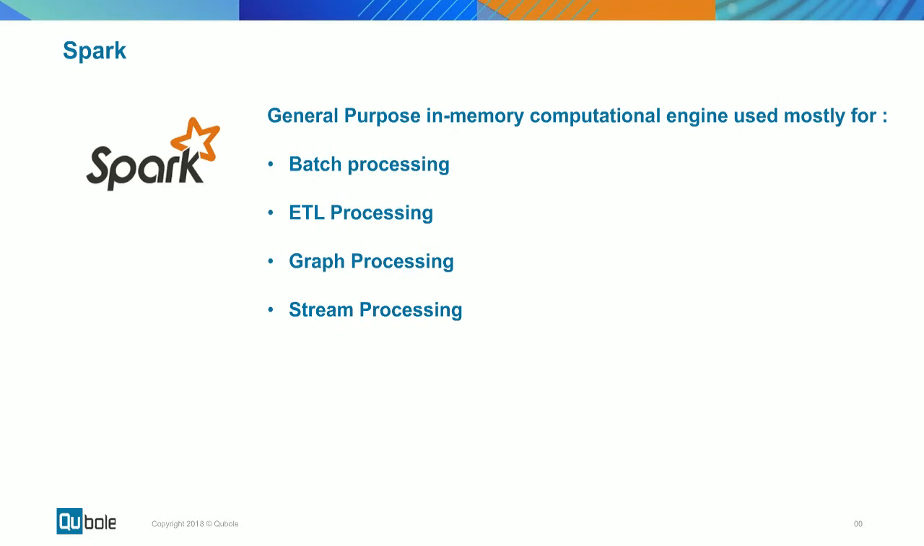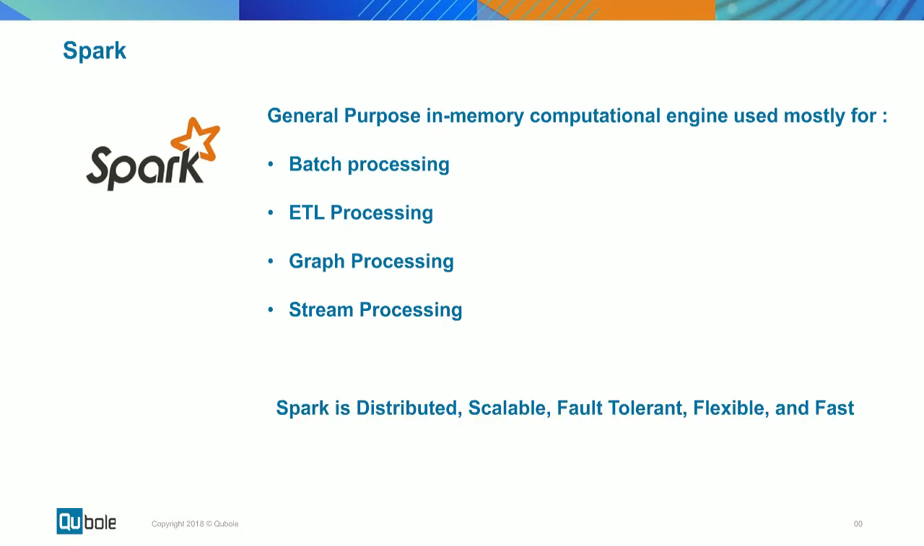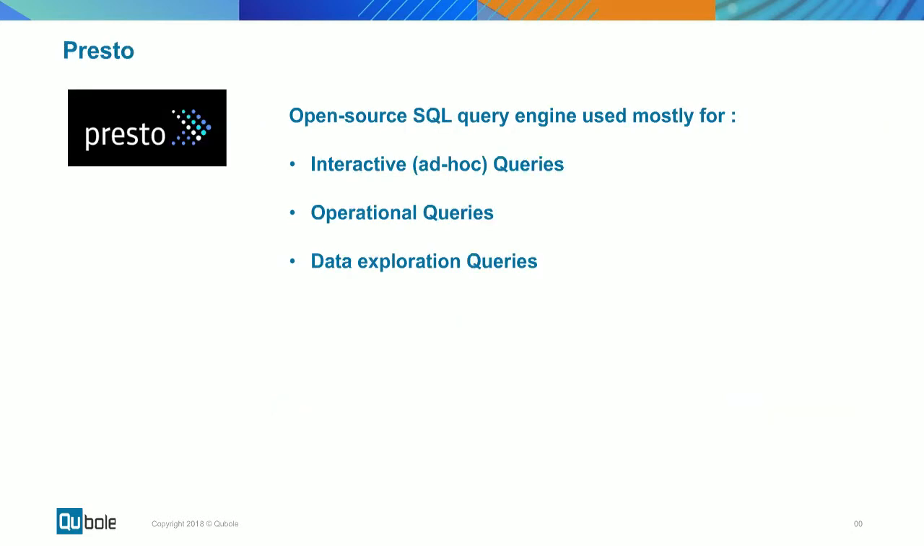Then Spark, which is a relatively newer engine, and this is a general purpose in-memory computational engine used mostly for batch processing, ETL again. It has facilities for graph processing and also for stream processing. Now, it has all of the attributes that Hive has, but it's also fast because it's all done in memory. All of its processing is done in memory, which is important.